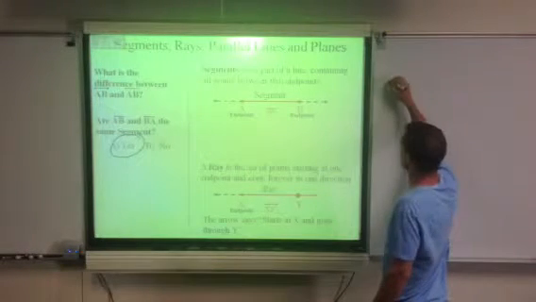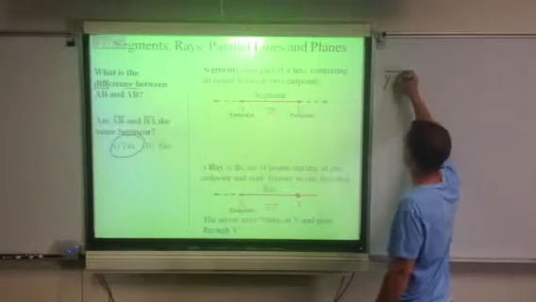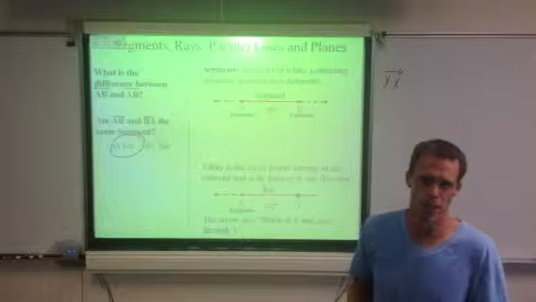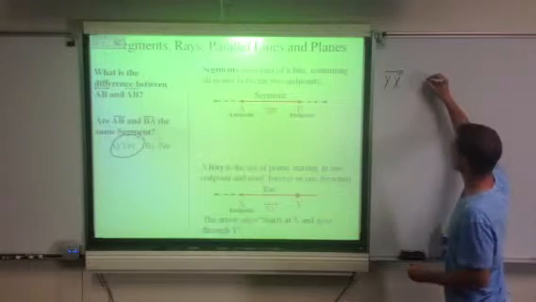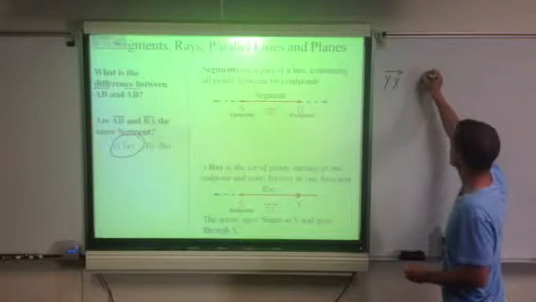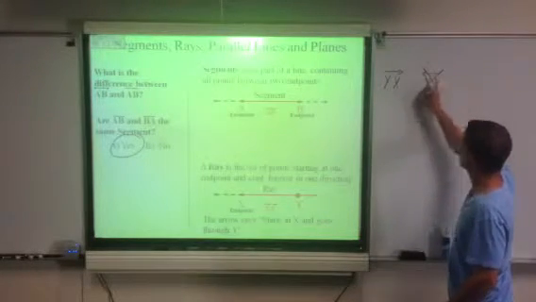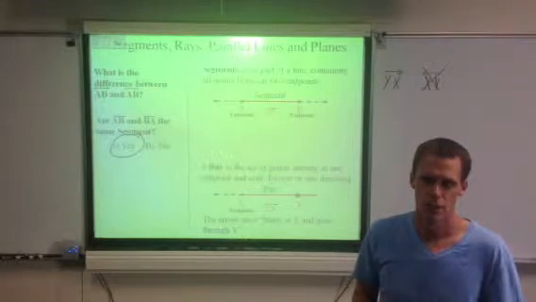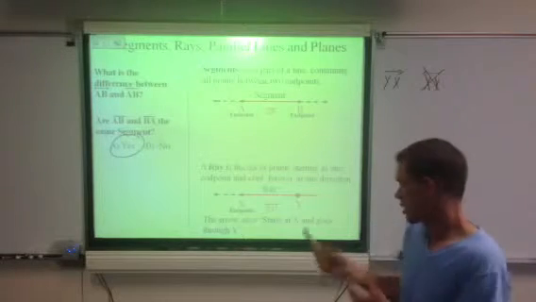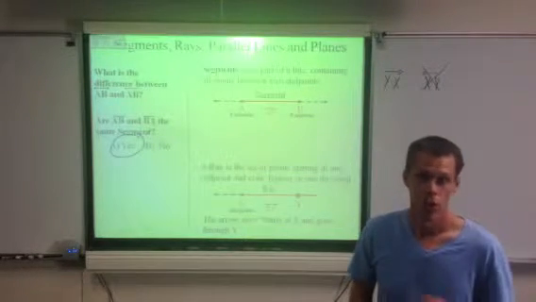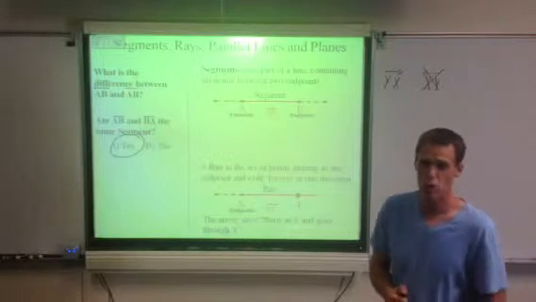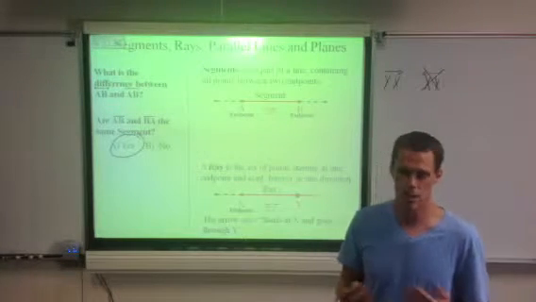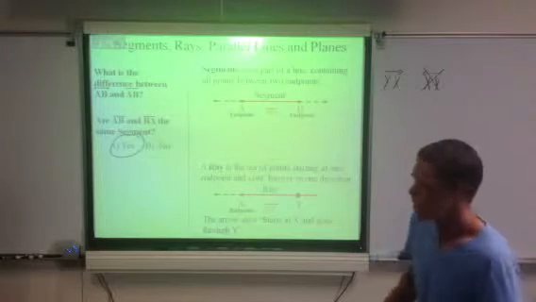If I was to write ray YX, that means start at Y and go through X. Notice I did not do this. That would be bad. We do not draw the arrow above pointing to the left just because maybe the ray goes to the left. The arrow above when naming a ray will always go to the right. When writing the name, it goes to the rules of reading and writing. We read from left to right. The start is on the left, where we go through is on the right.